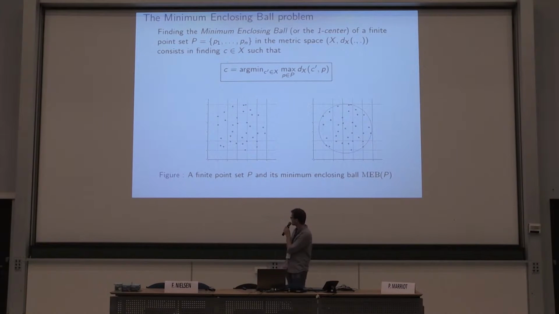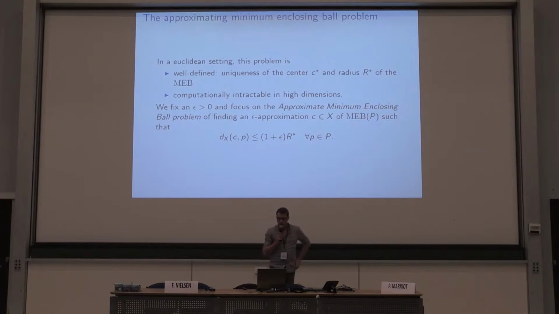Here we can find a little example in the Euclidean setting. When we consider the Euclidean distance for this finite point set, we obtain this minimum enclosing ball. We will denote it by MEB. In the Euclidean setting, this problem is well defined since we have uniqueness and existence of the center C star and of the radius R star of the MEB. But this problem is computationally intractable in high dimensions, and thus we have to focus on approximate methods.